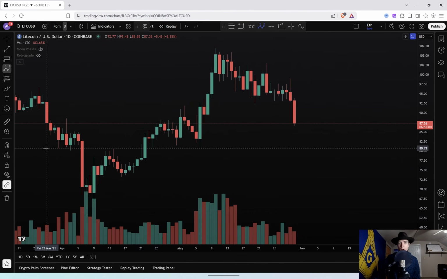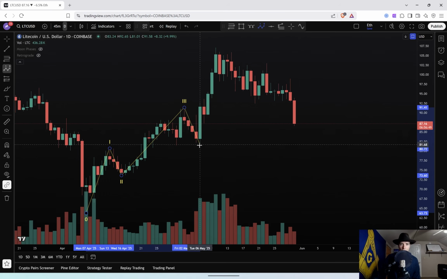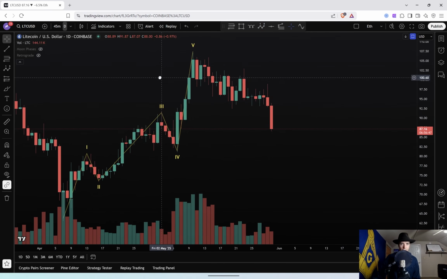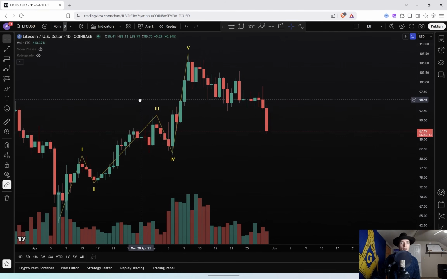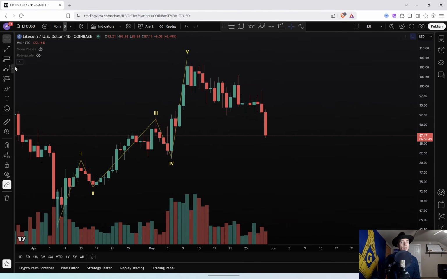We're starting off here on the daily candlesticks. And the first thing that you can see with this coin is a 5-wave structure. Wave 1, Wave 2, Wave 3, Wave 4, and our 5th wave right here. So it's no surprise that we're getting a correction here on Litecoin, pulling us back down to these lower support levels. Now, the first area that I'm looking at here for Litecoin on the daily is Wave 4.